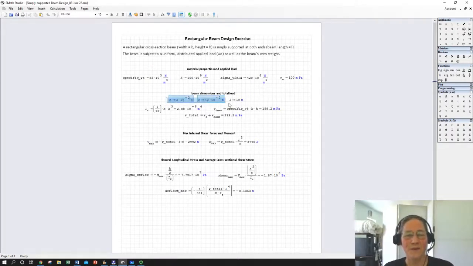Now I've got my beam dimensions. Here's my width, which right now I have set at 2 centimeters. Height is 12 centimeters, and then I'm looking at a 10-meter span, length span. Here's my moment of inertia, 1/12 base times height, and specific weight of the beam is going to be a function of, and this is specific weight per unit length.